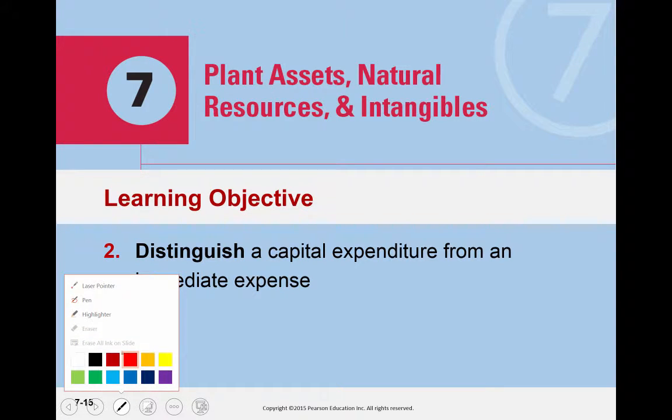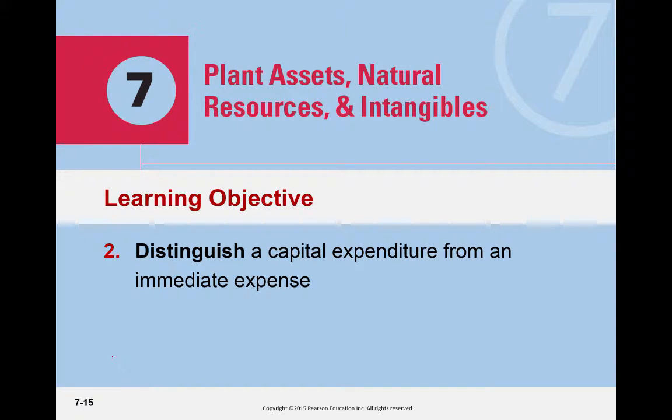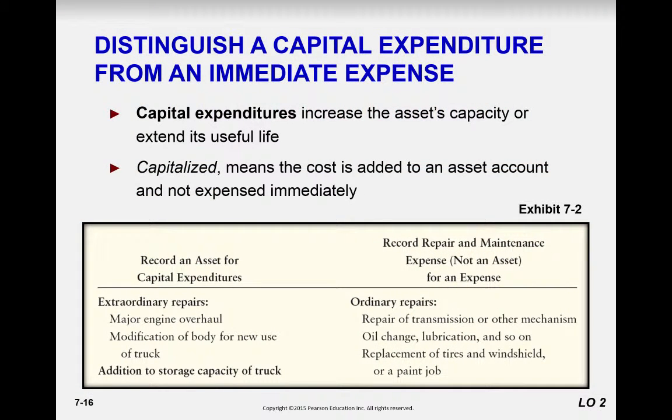Again, welcome back to our video lecture for Chapter 7, Plant Assets and Intangibles. We're going to move on now to distinguishing between a capital expenditure and an immediate expense. First and foremost, a capital expenditure increases the asset's capacity or extends its useful life. Capitalized means that this cost is now added to the asset account and it is not expensed immediately.